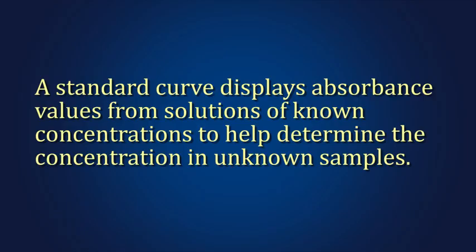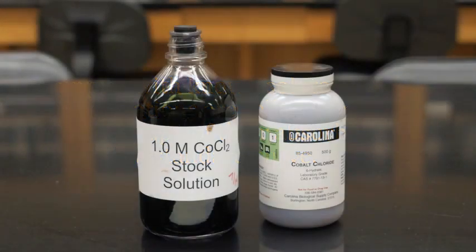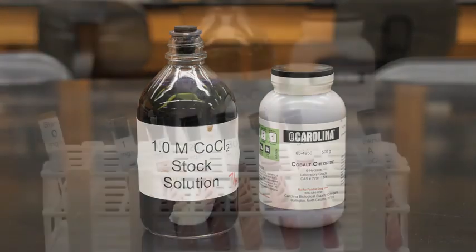In other words, a standard curve displays absorbance values from solutions of known concentrations to help determine the unknown concentration in a solution. Samples with known solute concentrations are called standards, and the graph of their absorbance values is a standard curve. For this video, we'll prepare our standard curve from known dilutions of cobalt chloride.